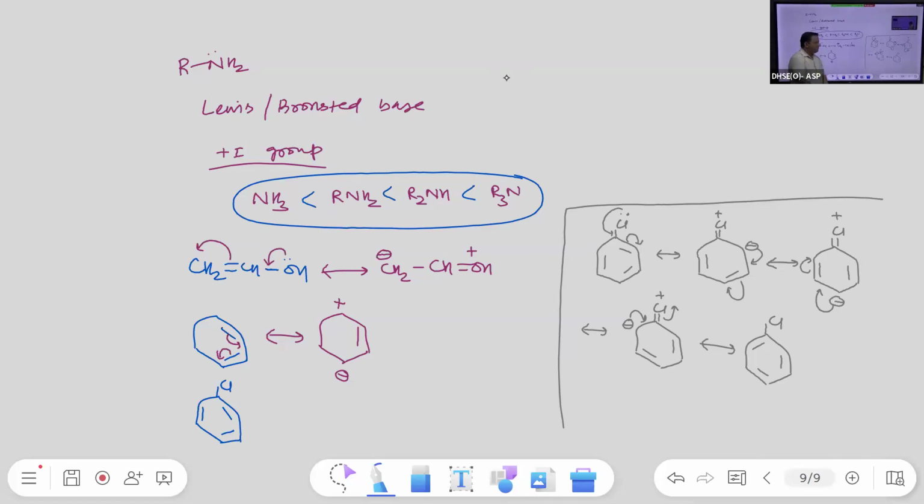Now the question is, what is resonance? It is the phenomenon by which more than one structure can be drawn. What is the need of writing more than one structure? Because a single structure is insufficient in explaining the properties. So in order to know all the properties of the compound, we have to draw more than one structure. These structures are known as resonating structure, canonical structure or contributing structure.